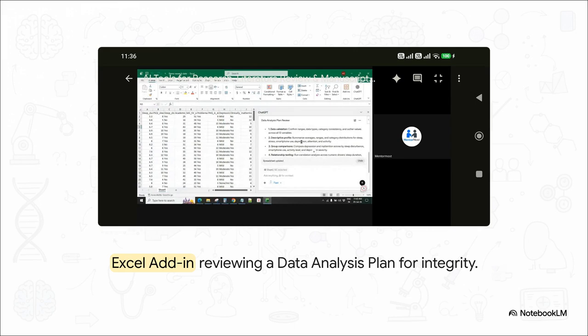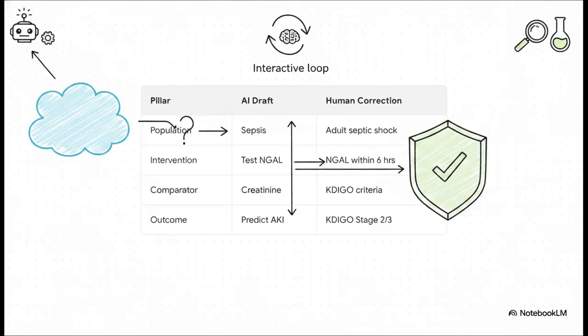For example, it can instantly spot impossible values, like, say, a recorded age of 350, or maybe a male patient flagged as pregnant. It is an incredible first-pass integrity check that saves so much time. But here is exactly where we have to pump the brakes.